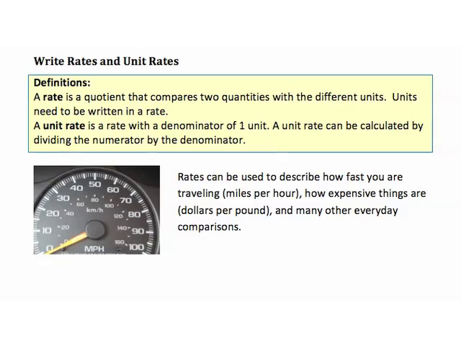Write rates and unit rates. Let's start with some definitions. A rate is a quotient that compares two quantities with different units. Units need to be written in a rate. A unit rate is a rate with a denominator of 1 unit. A unit rate can be calculated by dividing the numerator by the denominator.